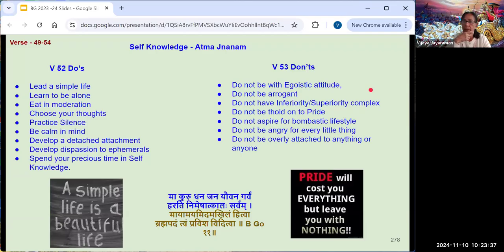Do not aspire to bombastic lifestyles. Do not be angry for every little thing. Do not be overly attached to anything or anyone. Pride will cost you everything but leave you with nothing. Here it says, Ma kuru dhana jana yauvana garvam, harati nimeshat kalah sarvam. This is from Bhaja Govindam, verse 11. A split second, everything could change in a split second. So don't be arrogant of anything.